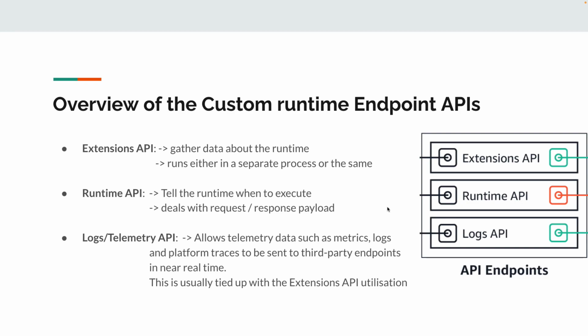So the extension API, it's there in case you want to gather data about the runtime, okay? So it can either run as the same process or a separate process. When would you want to do that? Here's a suggestion. You have a piece of code that you can actually run locally, and you know how much memory it consumes, you know how much I/O operations it does. When you put your code on Lambda, you can only look at the logs.